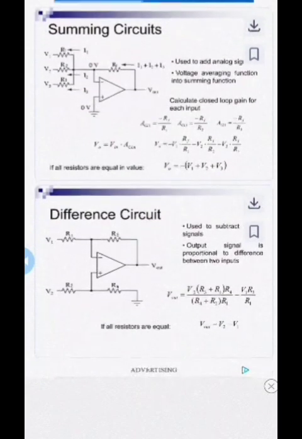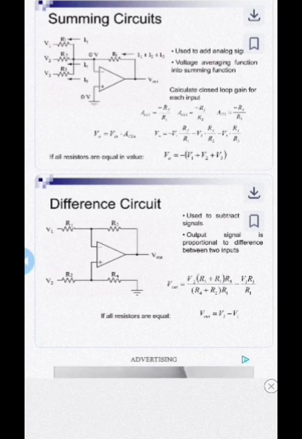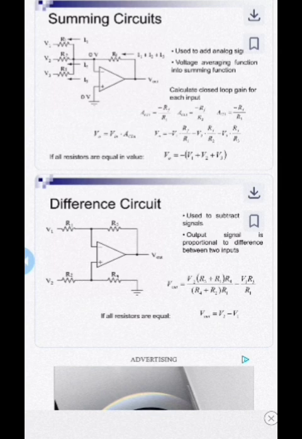The next one is the summing amplifier. Summing means we add a number of signals, so we use a summing circuit. Here we use 3 input voltage signals given to the inverting terminal. In the output side we get the sum of the input signals. So we see the equations.